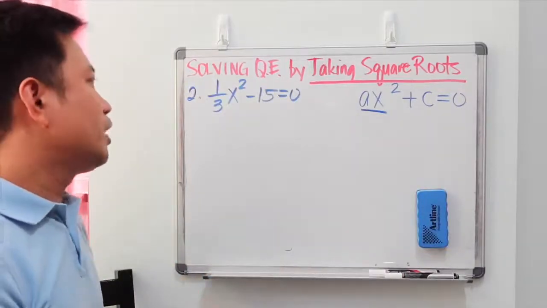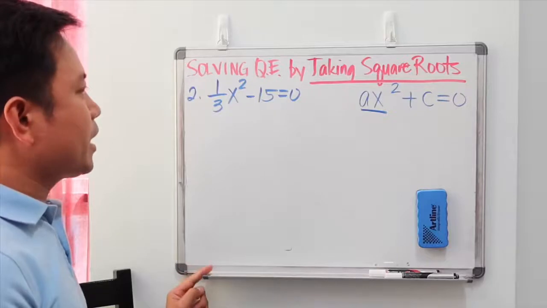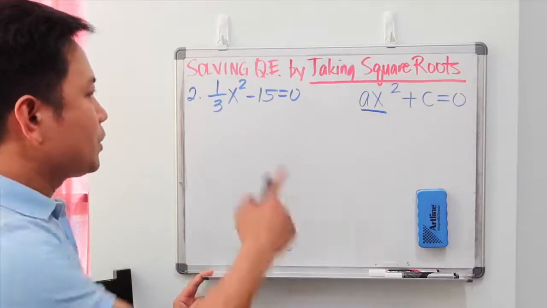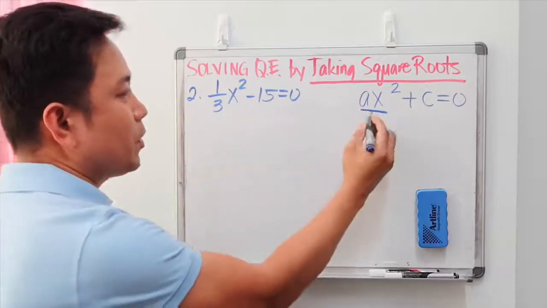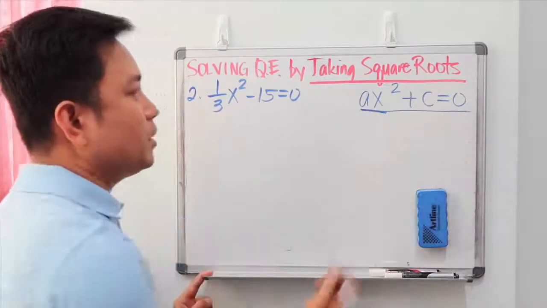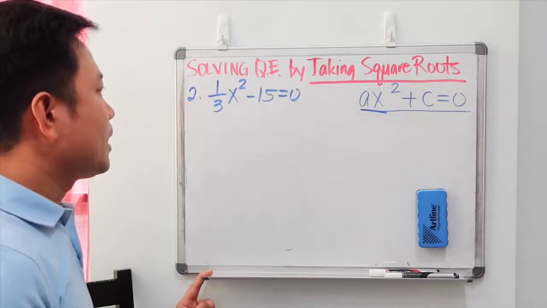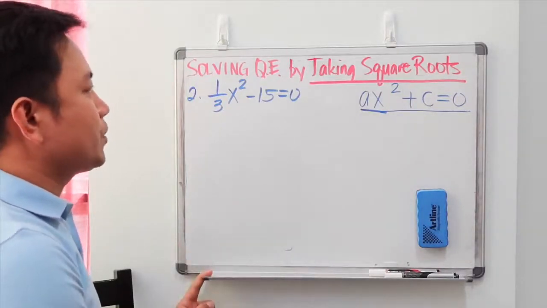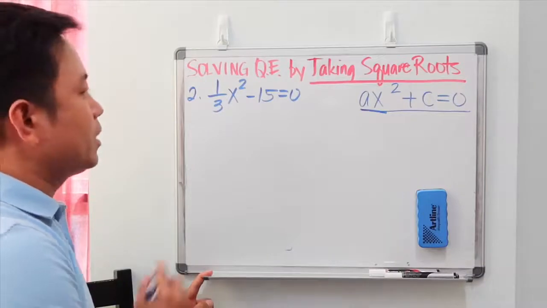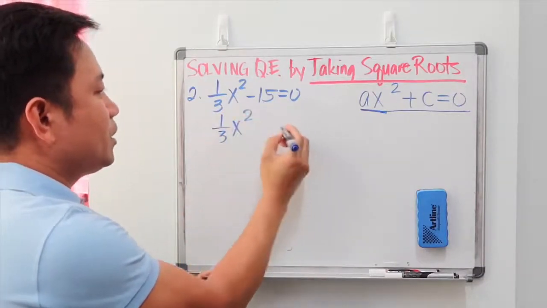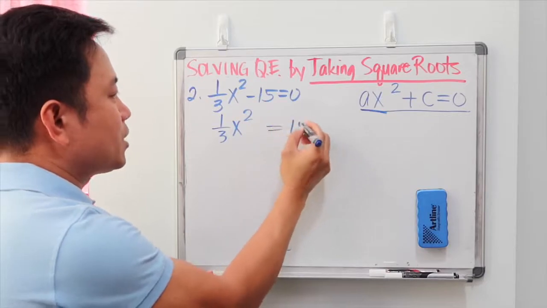For our example number 2, we have 1/3 x squared minus 15 is equal to 0. This quadratic equation is also in this format, which means we can use the method of taking the square roots. Again, step 1 is to isolate the x squared on the left side. So now I will write 1/3 x squared is equal to 15.